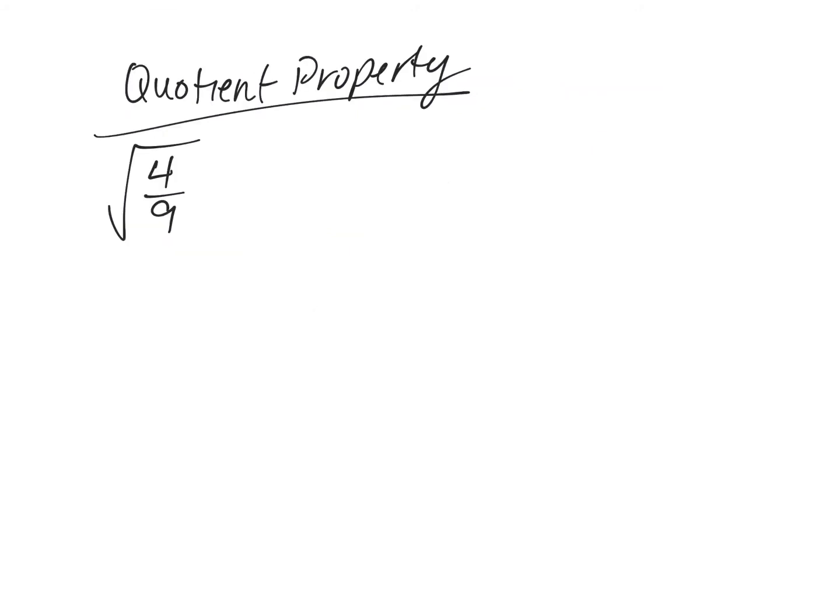Now we're looking at the quotient property. If I have the square root of 4/9, the quotient property says I can take the square root of the top and the square root of the bottom separately. And the square root of 4 is what? And the square root of 9 is? And there's my answer.